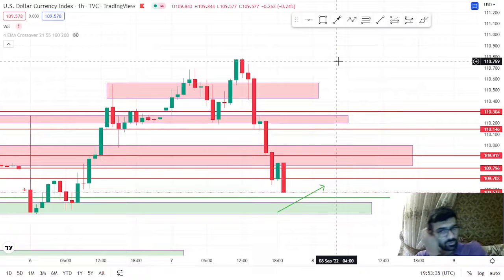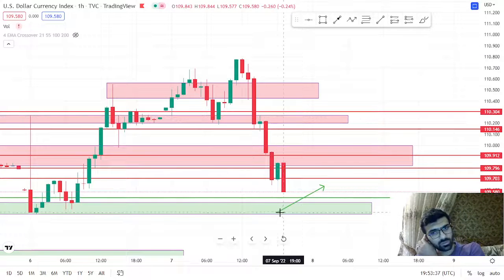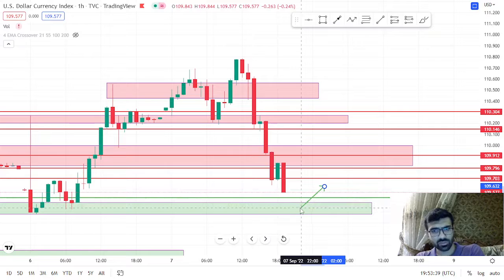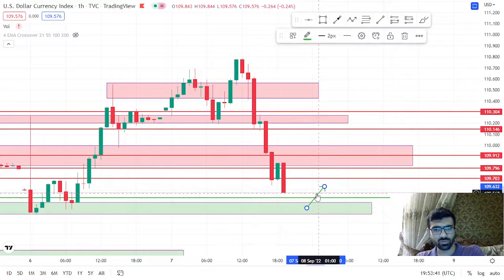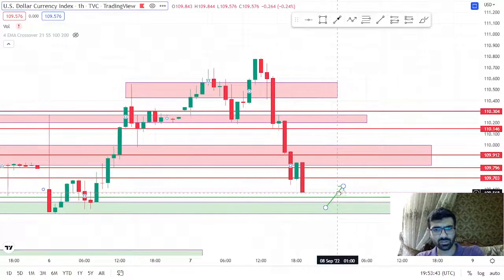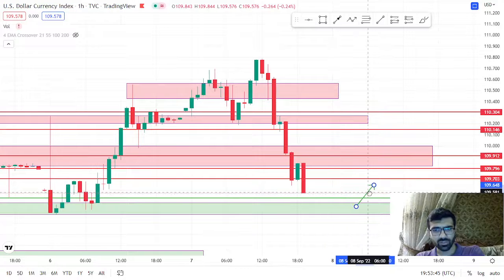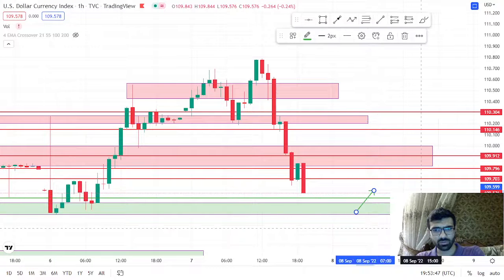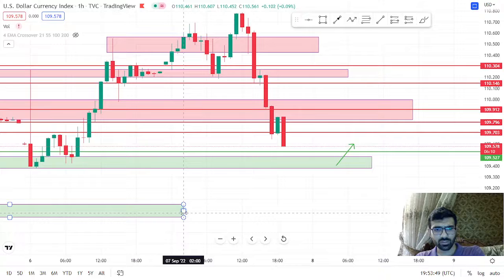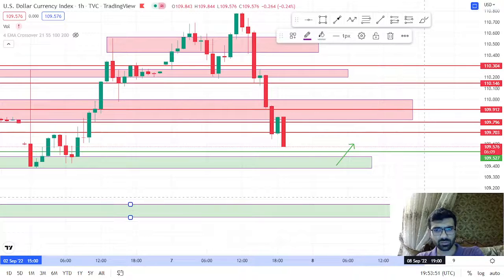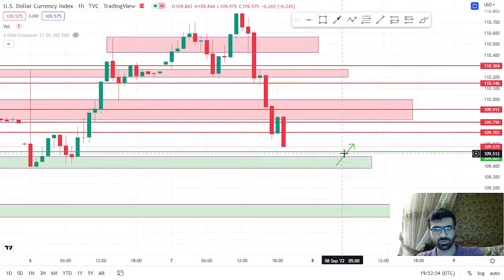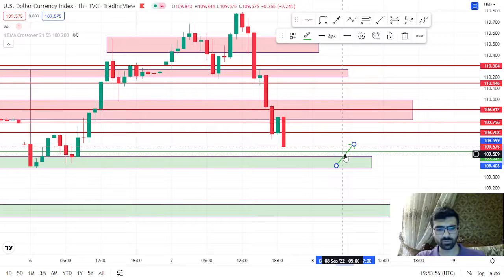Okay, so we are going to wait for this area to be tested, and we will go long from here. If market tests this area, then we will definitely go long from here. On the other hand, if market enters this zone, then definitely we are going to go long from this zone.